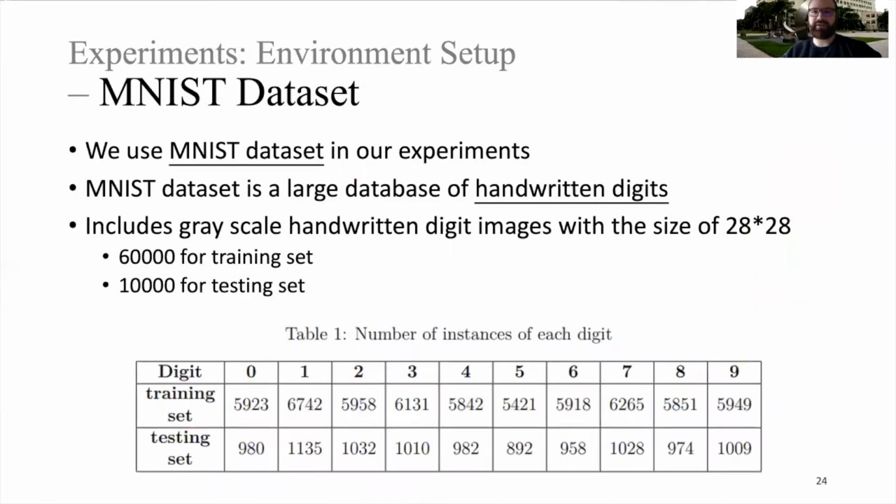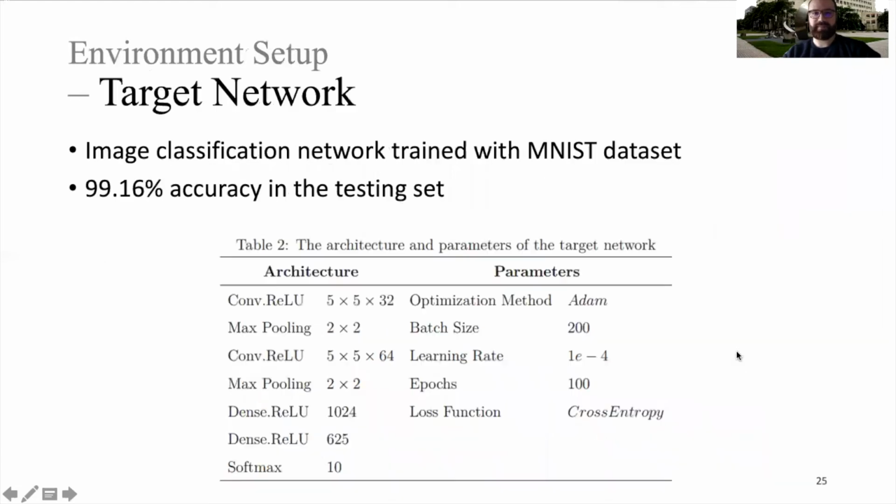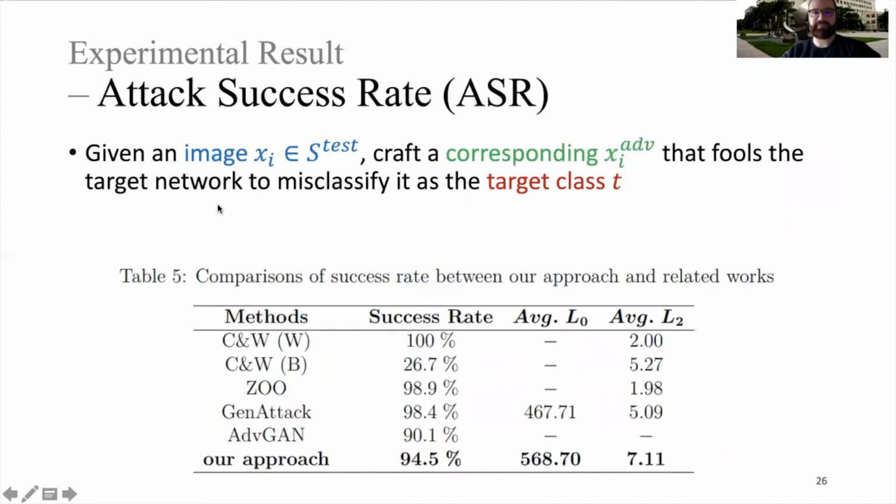In order to evaluate our result, we trained our model on the MNIST dataset. For the training dataset, we have 60,000 images, and we have 10,000 images for the testing set. And these are the details of the number of pictures in each class. In order to train our target network F, we designed it with these details. And once we trained this target network, we achieved 99.16% accuracy on the testing set.